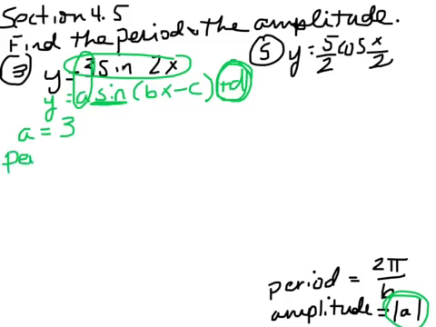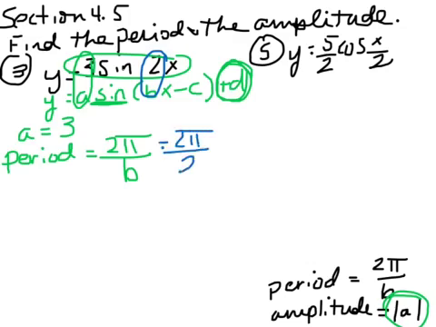Okay, so now the period. The period of sine would normally be 2 pi, and they give us a little formula to find it, 2 pi over b. Do I have a b here in this problem? Is there a number in front of the x? Yeah, there's a 2. So my b is 2. So if I want to figure out the period, I'll divide by b. b is 2. So the period is pi.